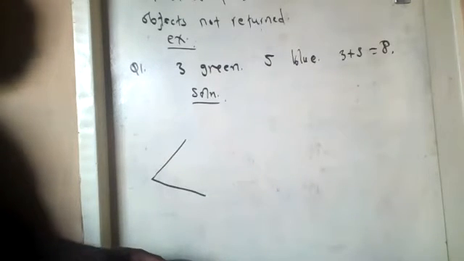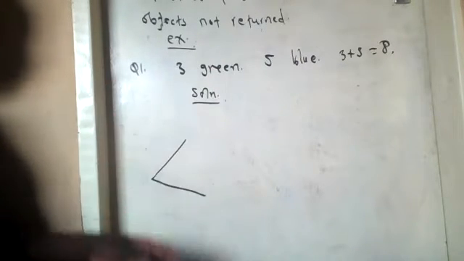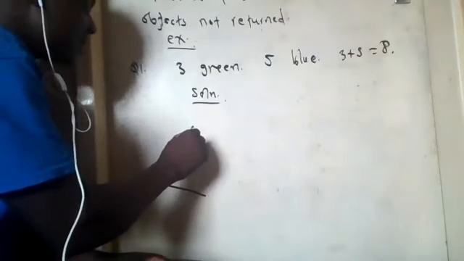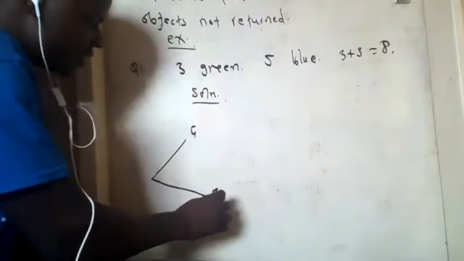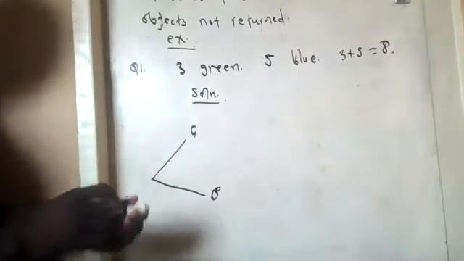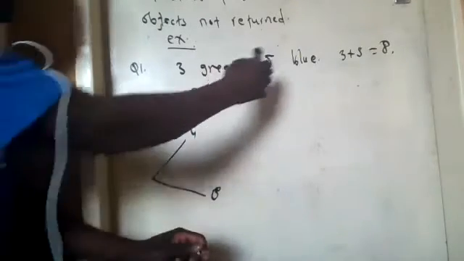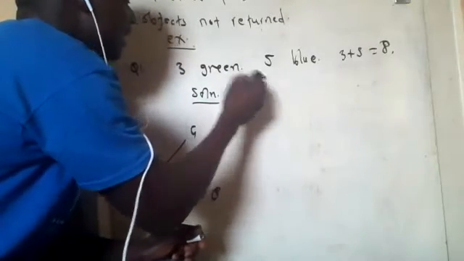Because there are only 2 types of colors, this tree of ours will have only 2 branches. What are they? We have the branch green and the branch blue. Only 2. If there were 3, we could have given 3 branches, but there are only 2 branches, of course. But now, from the information that we are given, what is the probability of picking a green?